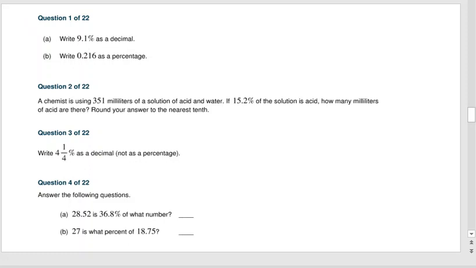There are two parts to this question. It says that we need to write 9.1% as a decimal, and we need to write 0.216 as a percentage. So remember that if we want to go from a percent to a decimal, we need to divide by 100. So if you take 9.1 and you divide by 100, your decimal place is really just going to move 2 places to the left. So this is going to become 0.091. And if you take 9.1, divide by 100 in the calculator, you'll see that you get 0.091.